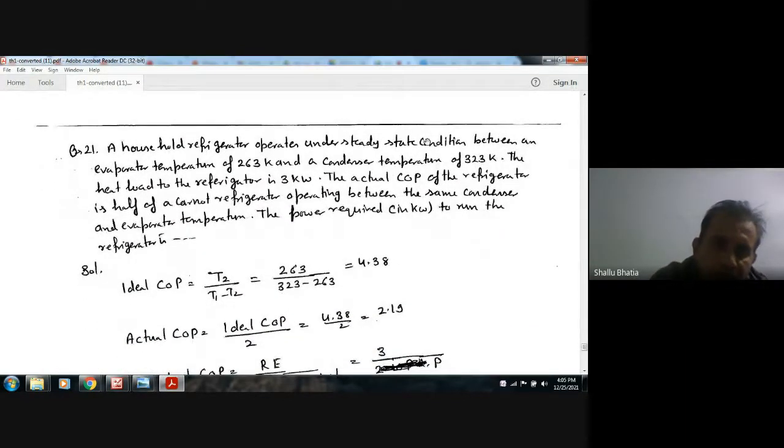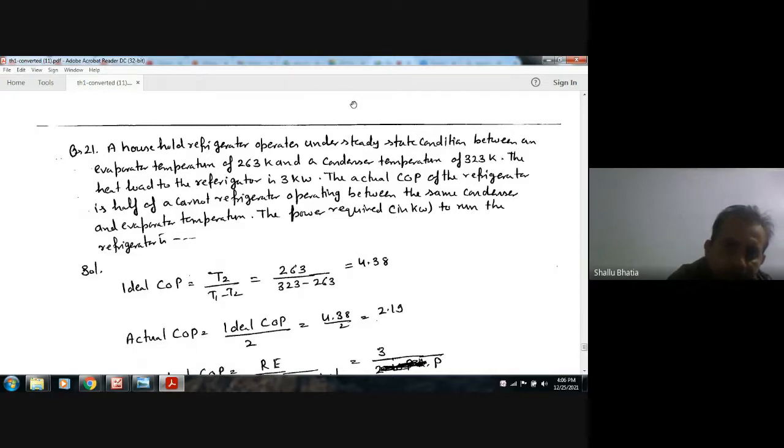A household refrigerator operates under steady state condition between an evaporator temperature of 263 Kelvin and a condenser temperature of 323 Kelvin. The heat load of the refrigerator is 3 kilowatt. The actual COP of the refrigerator is half of that of a Carnot refrigerator operating between the same condenser and evaporator temperatures. What is the power required in kilowatt to run the refrigerator?